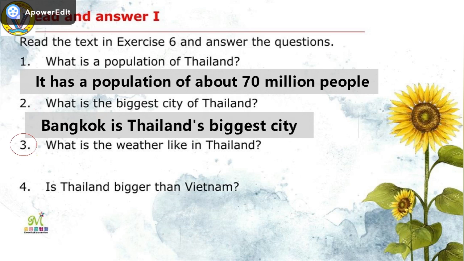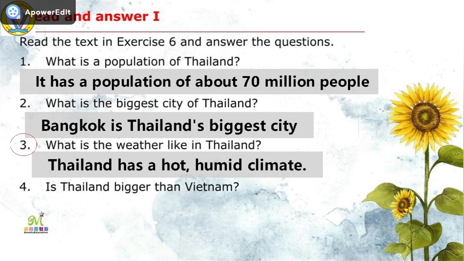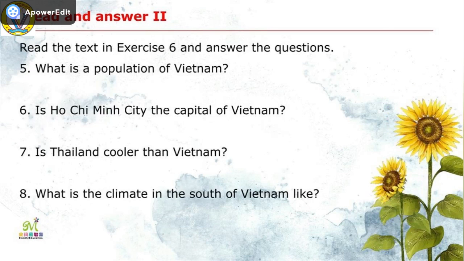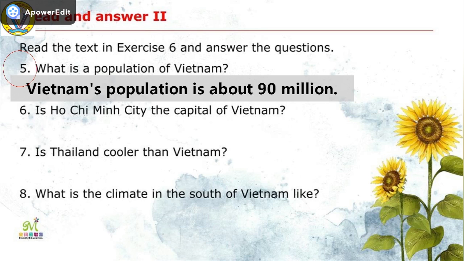in Thailand? Thailand has a hot humid climate. Next, is Thailand bigger than Vietnam? Yes. And next, what is a population of Vietnam? Vietnam's population is about 90 million. Next, is Ho Chi Minh City the capital of Vietnam? No, it isn't. Hanoi is the capital of Vietnam. Next, is Thailand cooler than Vietnam? No.